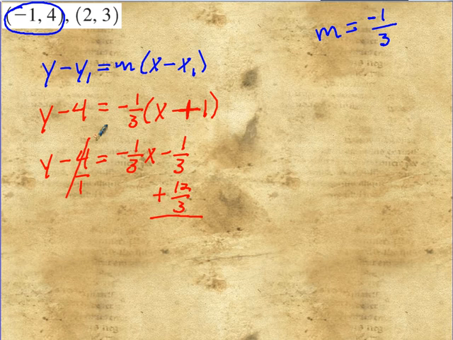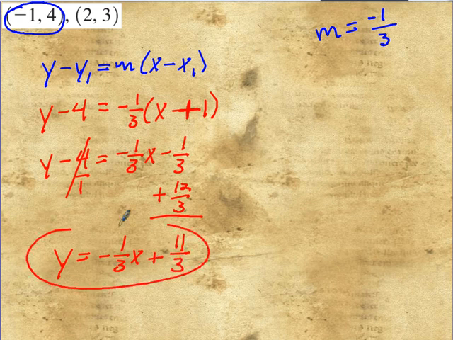Everybody good with that common denominator? Multiply top and bottom by 3. So you now have y equals -1/3 x, negative 1 plus 12 would be plus 11 over 3. Pretty ugly.